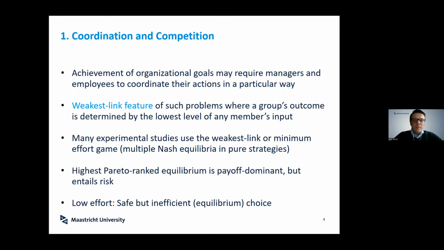And such problems often have a weakest link structure in the sense that the group outcome is determined by the lowest level of any member's input. And many experimental studies use the so-called weakest link or minimum effort game to study this type of problem. And these games have multiple pure strategy Nash equilibria. In particular, the highest Pareto ranked equilibrium is payoff dominant, but it also entails risks because those players who actually choose high effort are harmed when other agents in this experiment choose lower efforts.